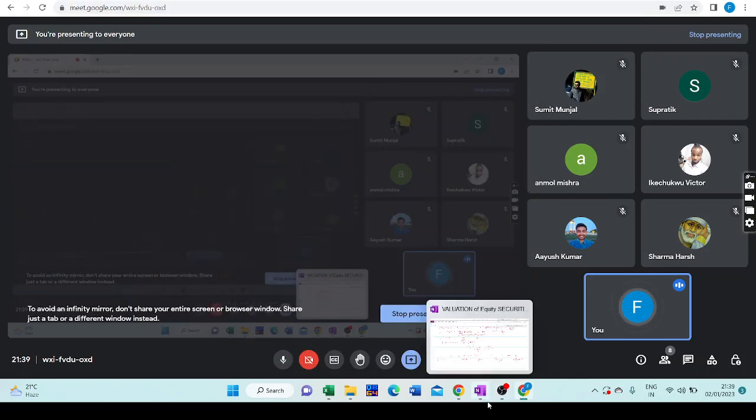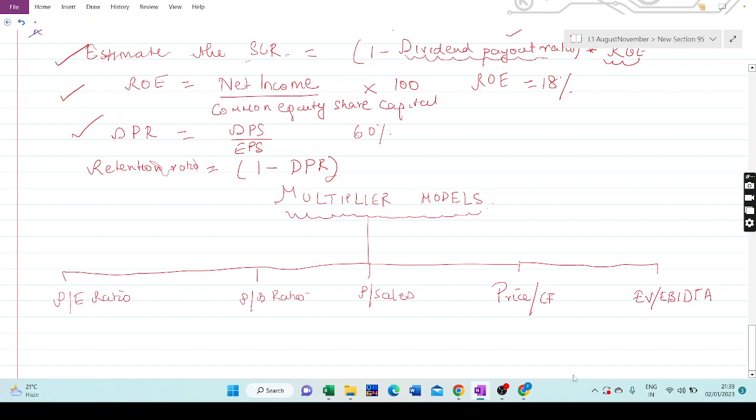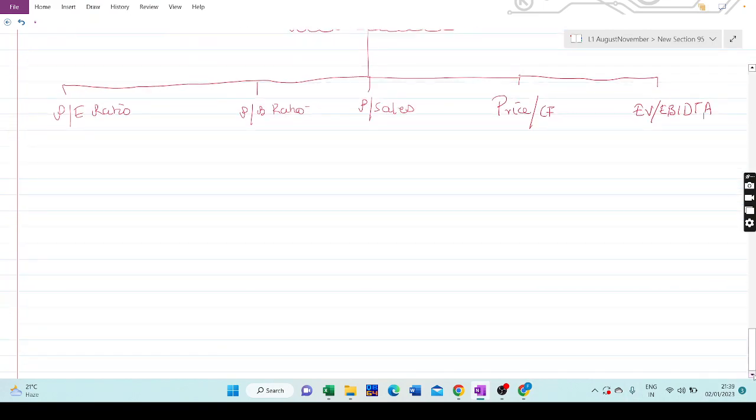Today we'll be discussing multiplier models. There are five multiplier models, or five ratios, that we have to discuss. The first is the PE ratio, second is the price to book value ratio, third is the price to sales ratio, fourth is price to cash flow, and the fifth is EV/EBITDA. The most important out of the lot is the PE ratio, so we'll start our discussion with what the PE ratio is.